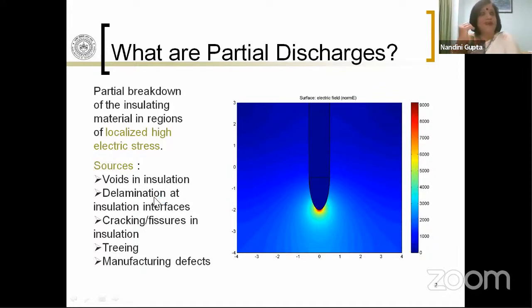So there will always be something beyond our control in the solid insulating material which can cause local field enhancement. And when that happens, there is always the probability of partial discharge happening. It is not necessary that it will definitely happen, but it can happen. And that is why we have to be careful about partial discharges.